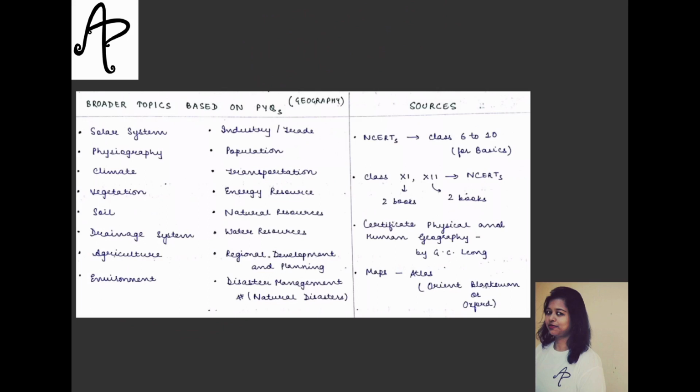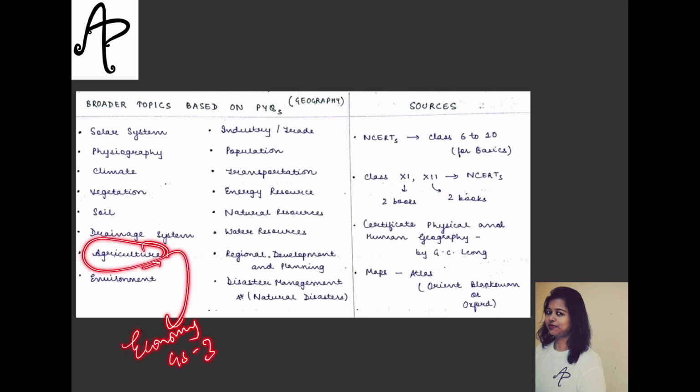Okay, so let's quickly check some of the broader topics that could be covered in geography. For example, the solar system, physiography, climate, vegetation, soil, drainage system, which is about rivers, agriculture, which overlaps with your economy portion also of GS3.